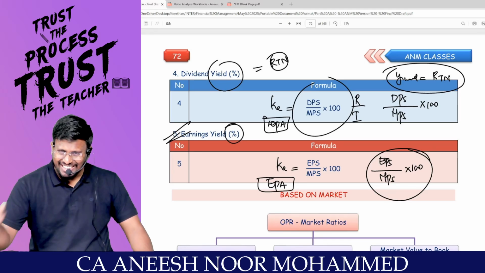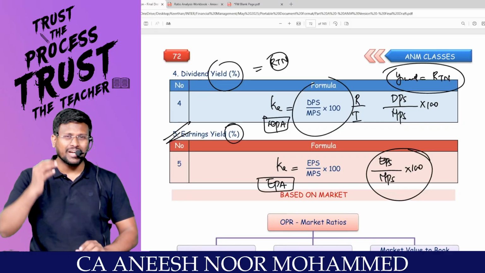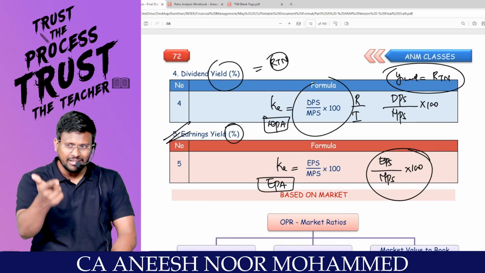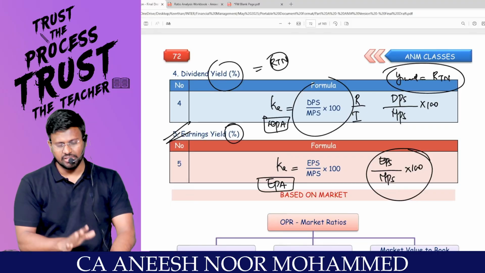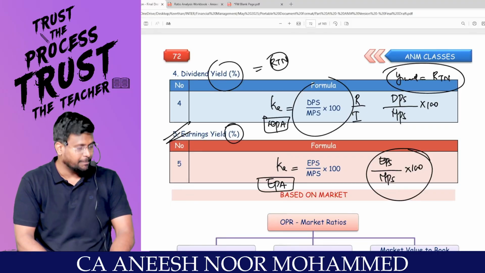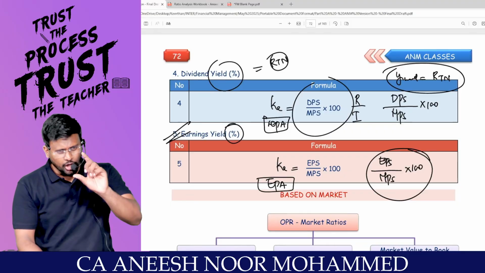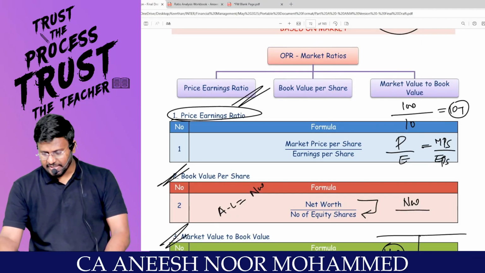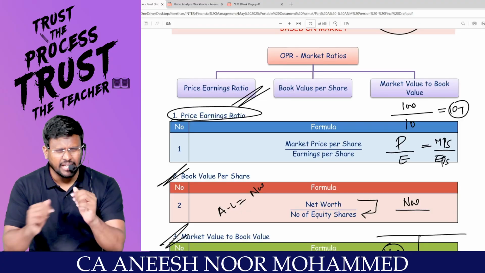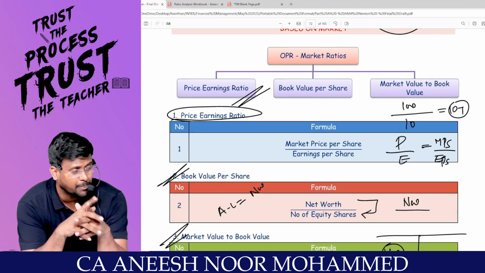Sir, dividend yield and earnings yield from the angle of the investor. What is the return to the investor? Return is dividend. In order to enjoy the DPS, they have to invest the MPS. Earnings yield means the return is EPS. In order to get the EPS, they have to invest the MPS. Right, sir? One share is having 10 rupees. What is a reflection in the market? That is the price earning ratio.